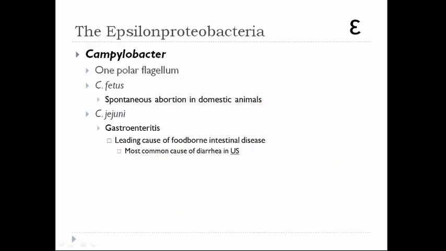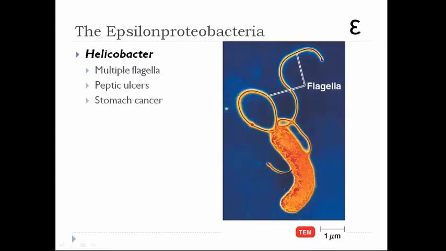Now, the epsilon proteobacteria, there's two examples here. One that causes abortions. The other one is Campylobacter jejuni, which is the leading cause of foodborne intestinal diseases in the United States. The leading cause of diarrhea in the U.S. is this organism, not E. coli. Also in this group is Helicobacter. This guy right here is very interesting because he is the cause of most ulcers. He has multiple flagella. He causes peptic ulcers, and he can be the contributing factor to stomach cancer. So if you have an infection with this guy, he's the one that causes your ulcers, not microbiology class, okay?